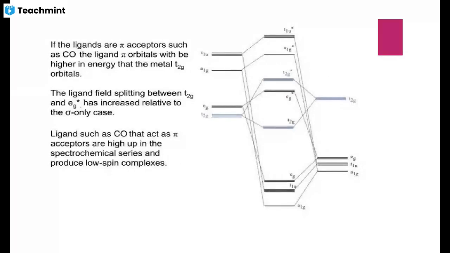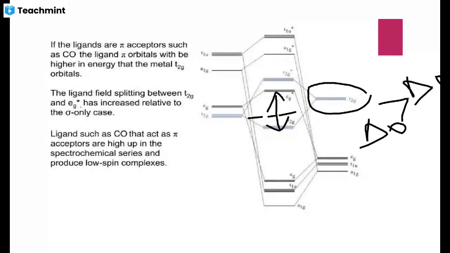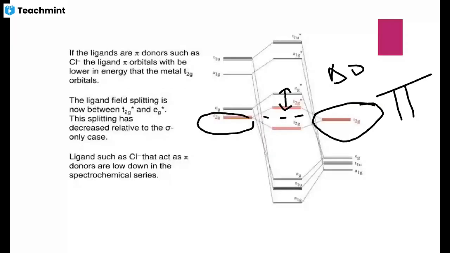CO-like pi acceptor ligands are slightly higher in energy than the metal T2G orbital. So here the delta O is higher than the normal. If T2G is non-bonding, the delta O is small. If it is pi acceptor ligands like CO, this delta O is larger than the normal sigma only delta O. But in the previous case, delta O is smaller than the sigma only delta O.